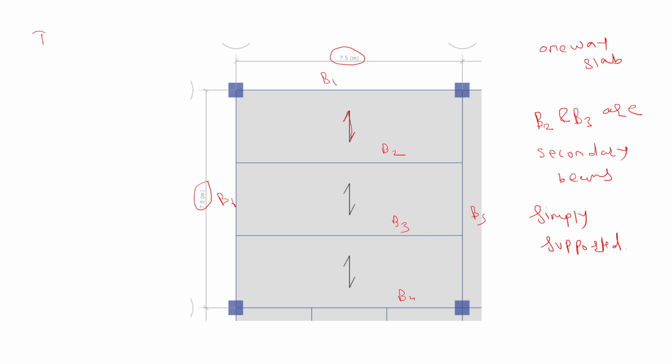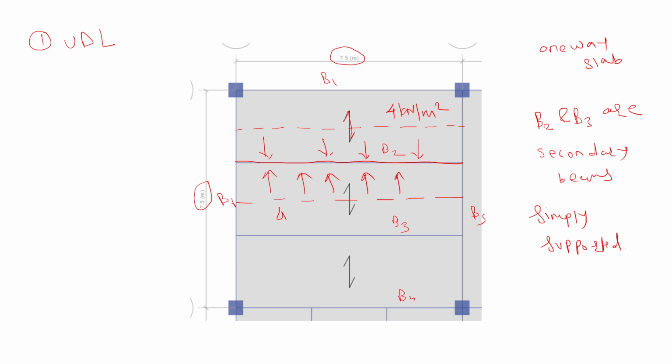So first we will calculate how much UDL is going to come on this beam. As this is a one-way slab, half of the load from this slab and half of the load from this slab will be on the beam. Now I have applied 4 kilonewton per meter square on each slab. So how much UDL will be there on this beam?